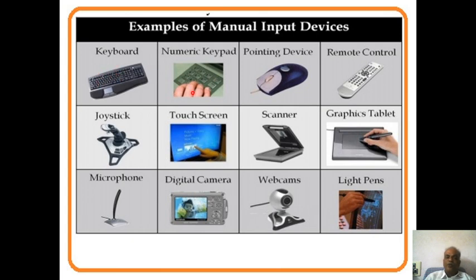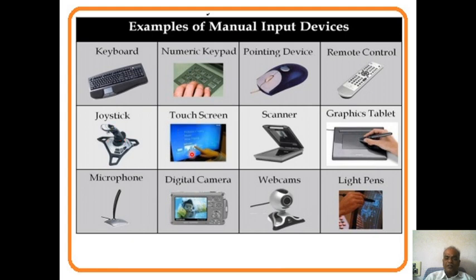The next one is the numeric keypad, like a mobile keypad, and pointing devices like the mouse. Then the remote control: for a television, you give input through the remote control. Next is the joystick. Whenever you play games on a computer system, the majority of people use a joystick. Nowadays, some mobiles also have a joystick for playing games.